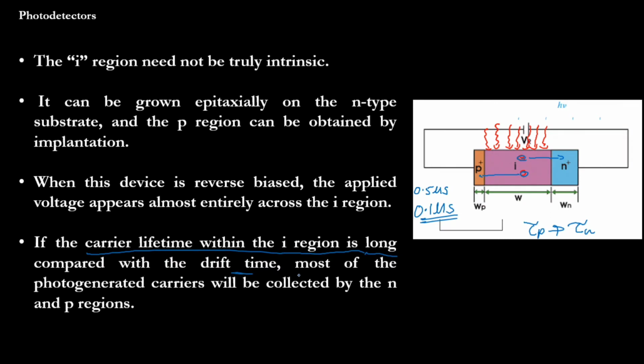So most of the photo generated carriers will be collected by the N type and P type region. So this is supposed to be reverse in practical. Carrier lifetime should be more than the drift time of the charge carriers. I am repeating once again, don't get confused. The carrier lifetime or drift time is not in terms of microseconds, it is very much less than that. So that is how it works.